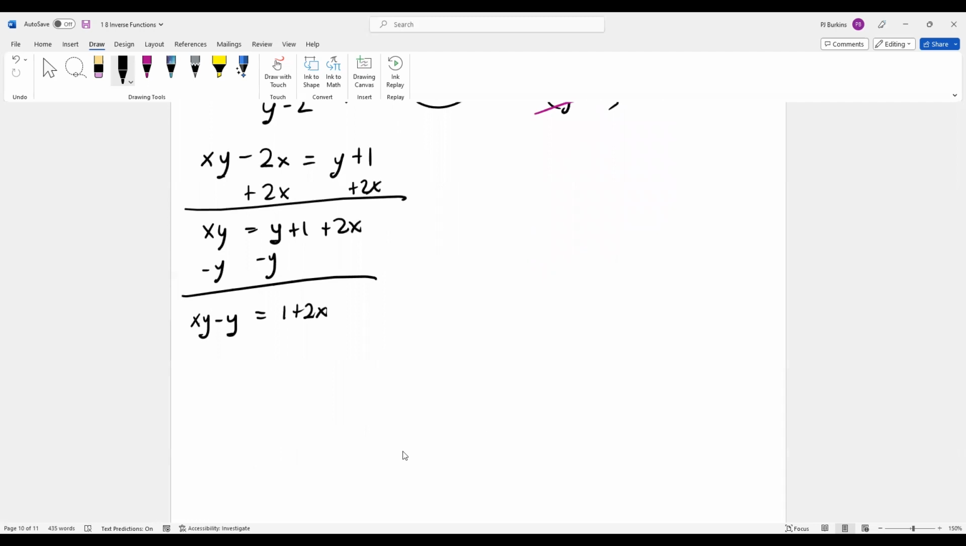Here's probably the trickiest part. Now that we have all the y terms on one side, they are not like terms. We can't add them together, but we can factor out the y. And that leaves behind x minus 1. And now we've got, as a result, y times something. So if we want y by itself, we can simply divide. So we get y equals 1 plus 2x over x minus 1. And we can write that as f inverse.